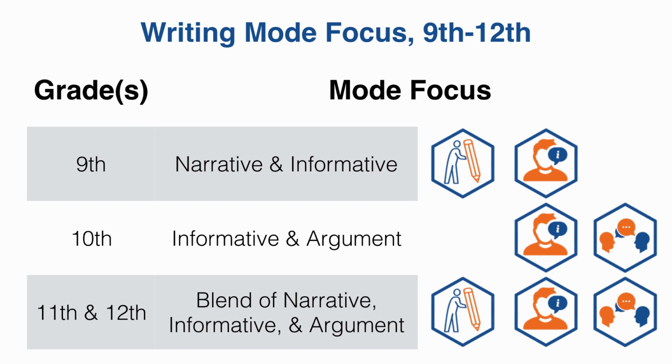For instance, in writing an argument piece, they're of course going to use some aspects of informative writing with details and facts, and they might choose to have a little bit of narrative in their introduction to explain what their topic is about. So as students become more proficient with using the different modes of writing, they are able to blend those in the upper grades.